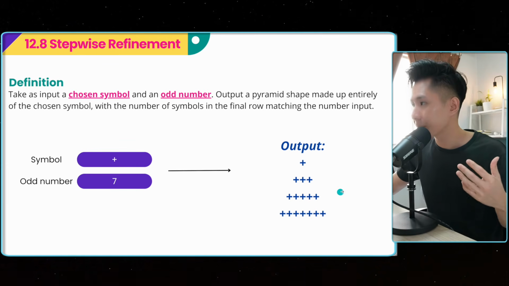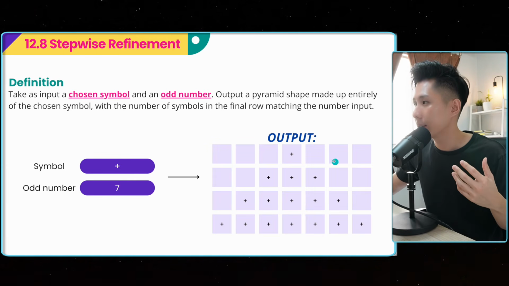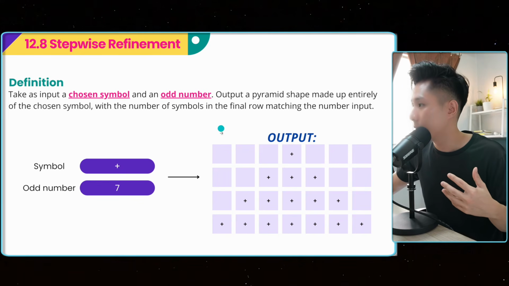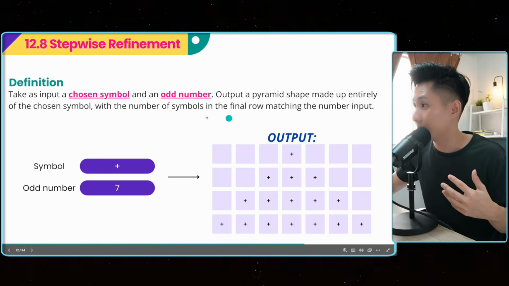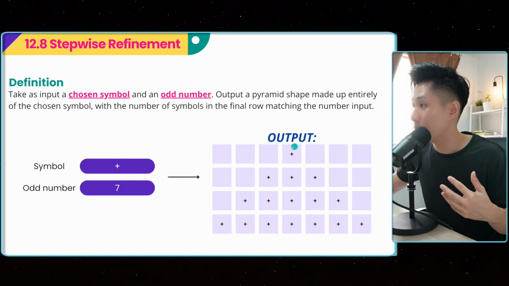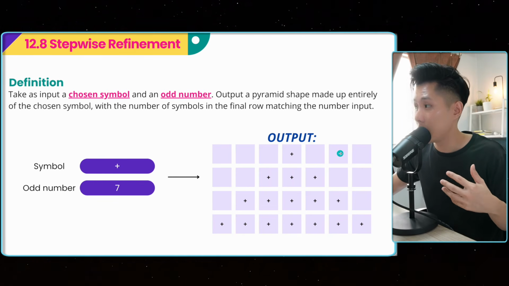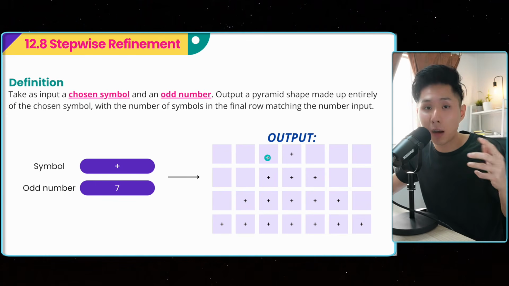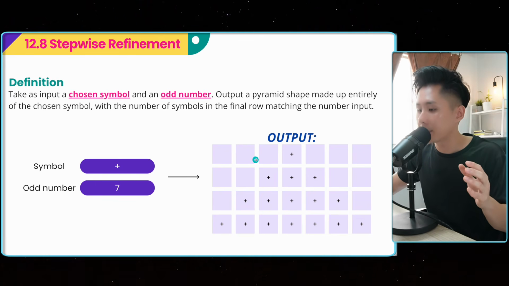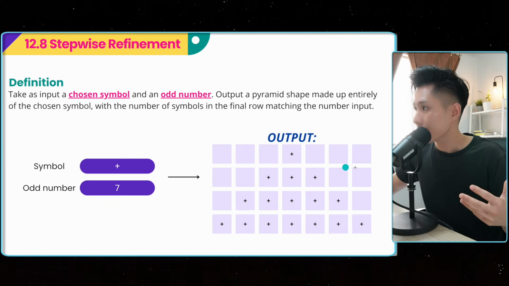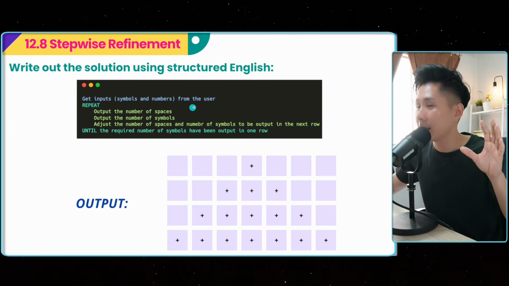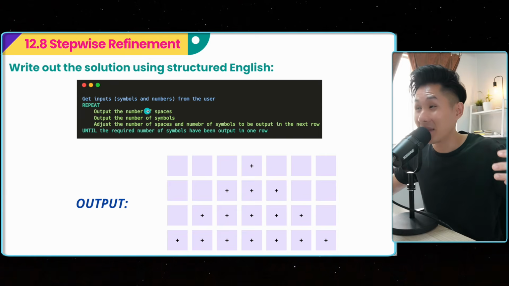in order to build this pyramid. And to help you understand better how we can solve this problem is to view the pyramid as grids like that. And we will output spaces before we output a symbol in order to create the shape of a pyramid. But then the number of spaces we output will depend on which row we are in now. Okay? So this is the structured English algorithm. We are not writing actual code yet.